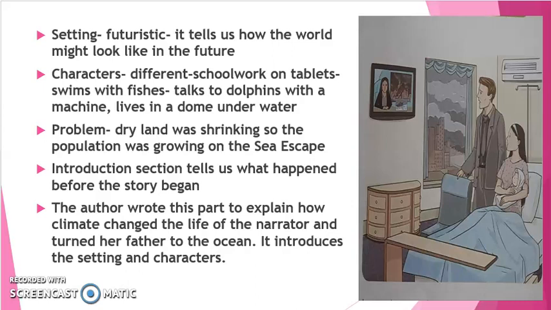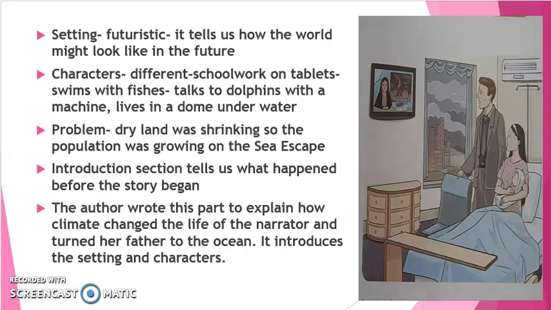So the introduction part tells us how Tara's grandfather died the day she was born, and they were studying about climate change. Suddenly the climate became very erratic and a storm appeared and he died. And it was because of this particular reason that Tara's father decided to live under the sea. He was the one behind the idea of making colonies under the sea to live. The author wrote this part to explain how climate changed the life of the narrator.